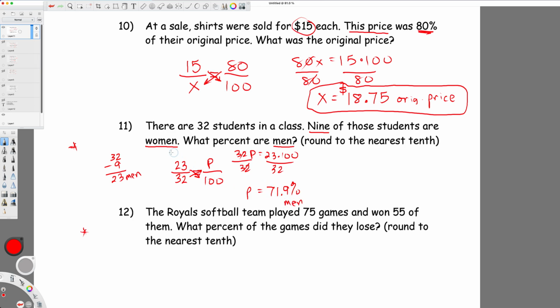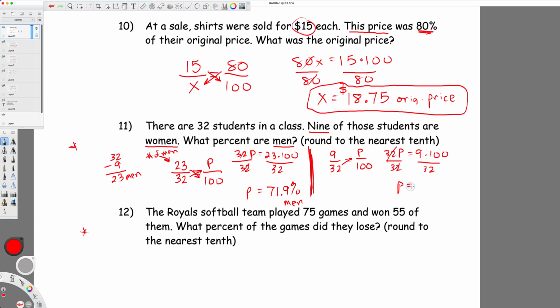How do I know it's men? Because this is the number of men. I put the number of men, so this is the percent of men. Let's see, what if I didn't do this subtraction over here? What if I put the 9 over the 32 and put percent over 100? Let's see what happens here. I get 32 times P is 9 times 100, and then divide by 32.